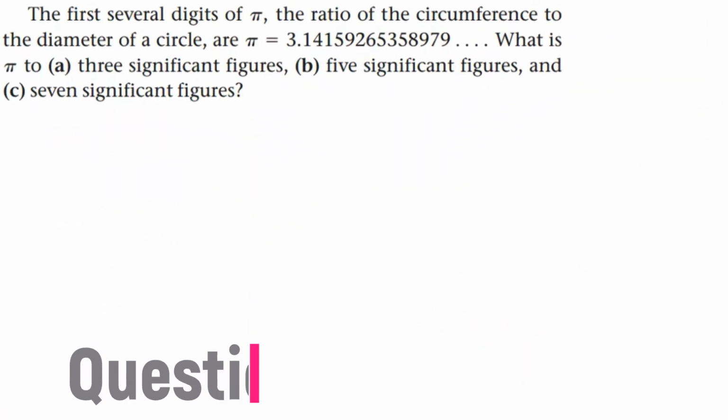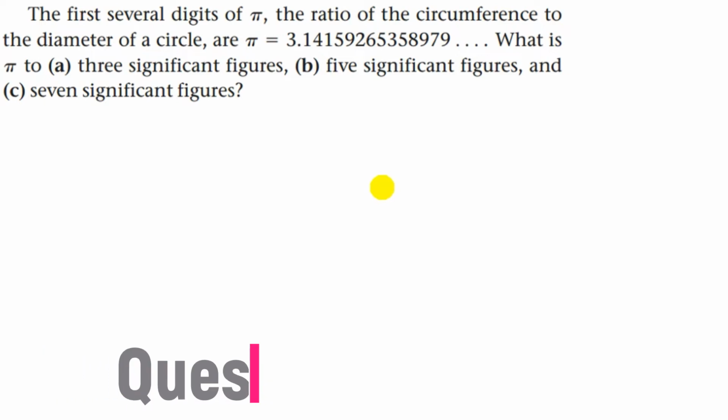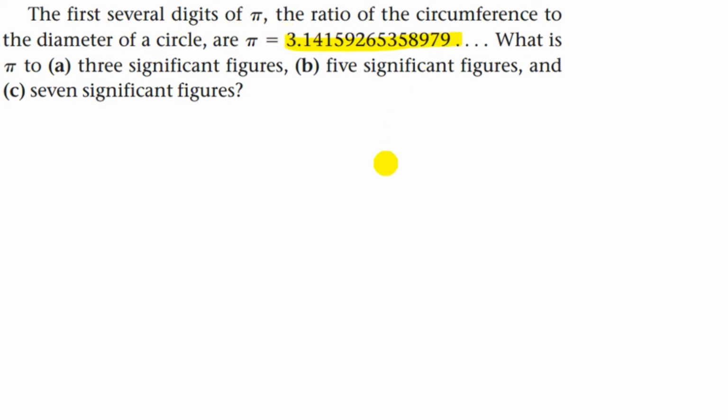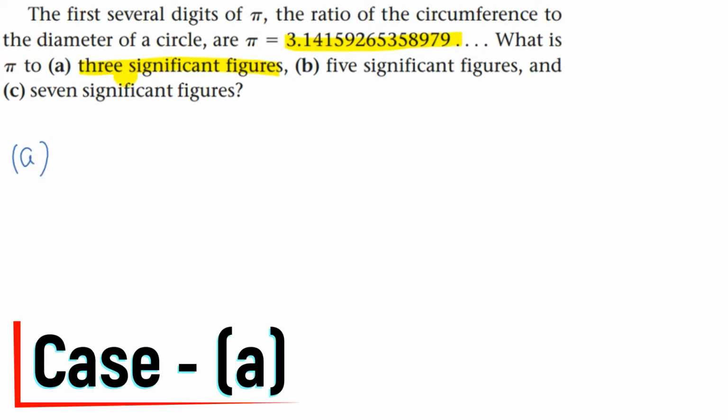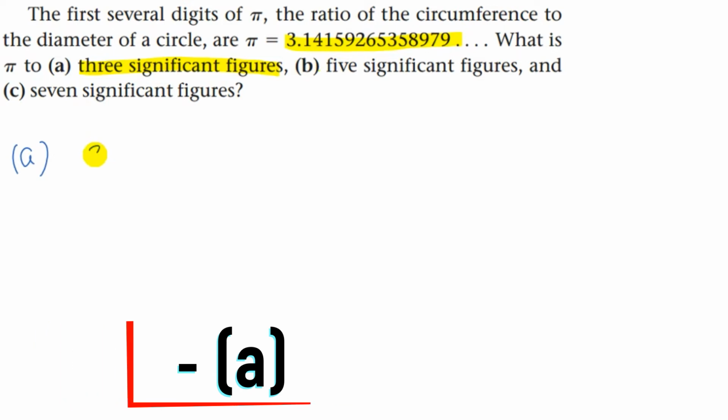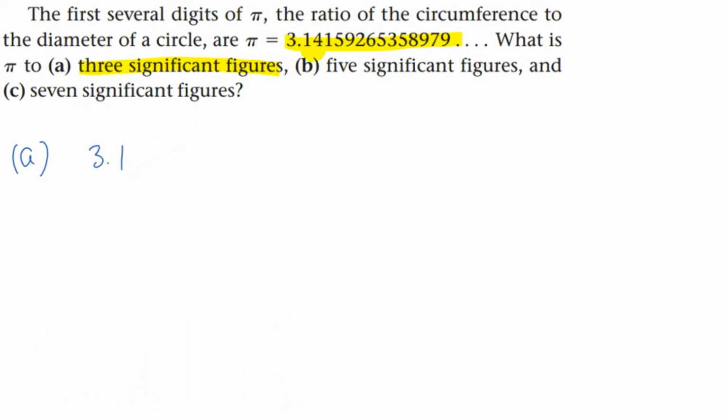This is our next question, which is based on rounding off. We are given the first several digits of pi, written as this. Now we have to write pi with 3 significant figures. We're going to solve the A part first. Three significant figures means 3.14, and we have to round off the 4. Because the next number is 1, which is less than 5, it will be rounded off to 4 only. So these are the 3 significant figures for pi and the answer for the A part.